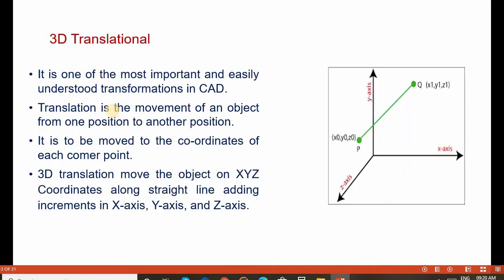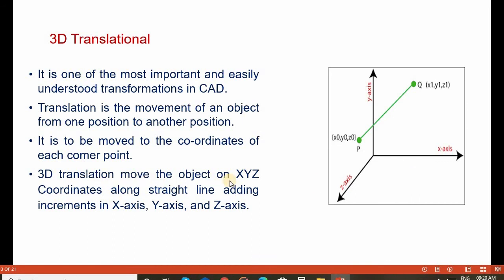Now the 3D translation. It is one of the most important and easily understood transformations in a CAD system. Translation is a movement of an object from one position to another position. It moves the coordinates of each corner point, so each corner point can be moved.